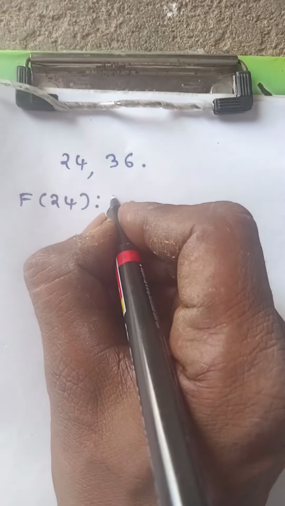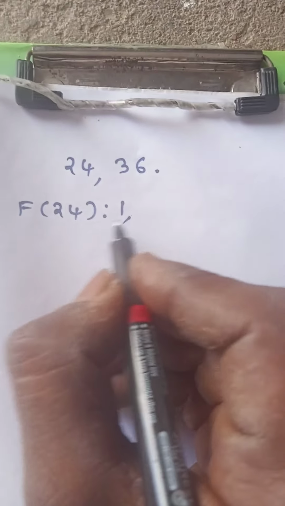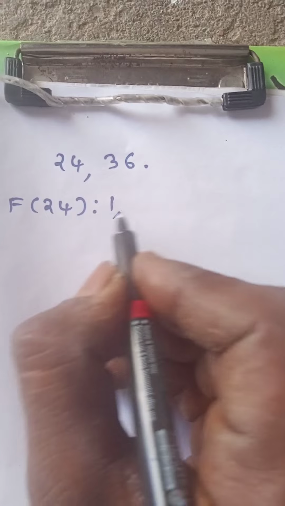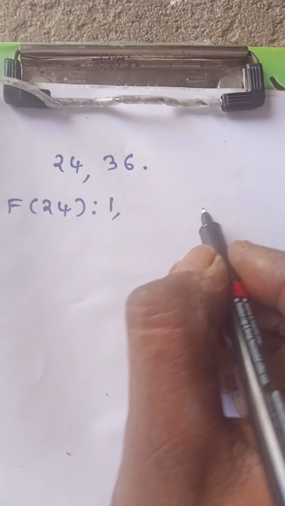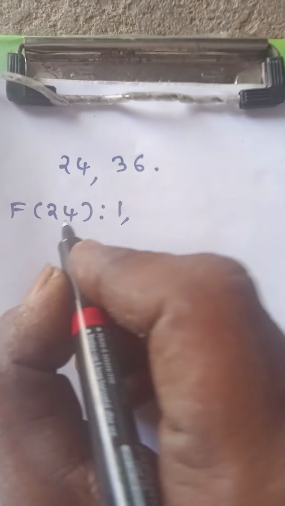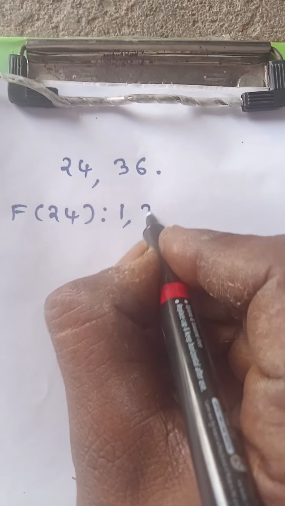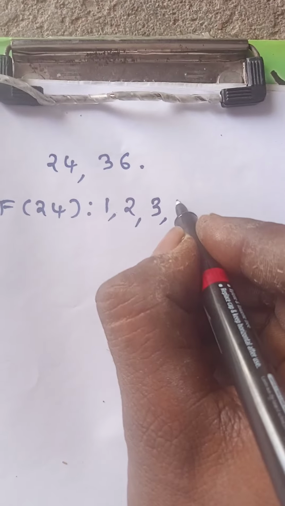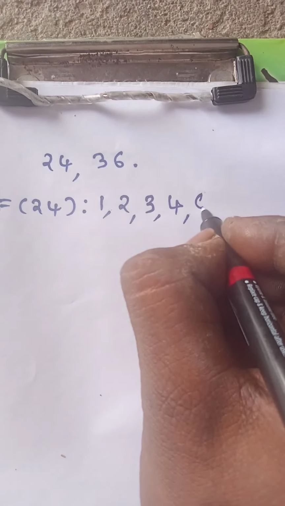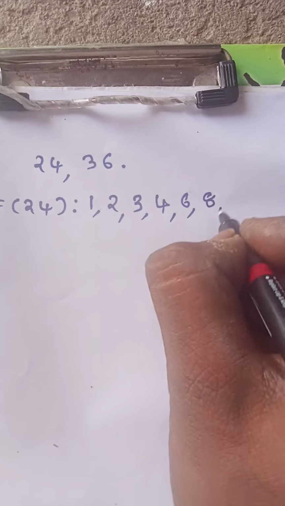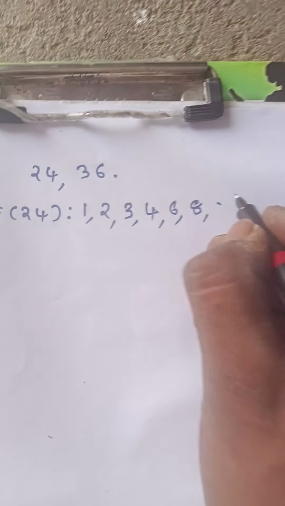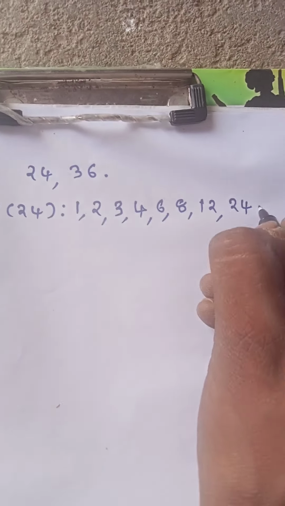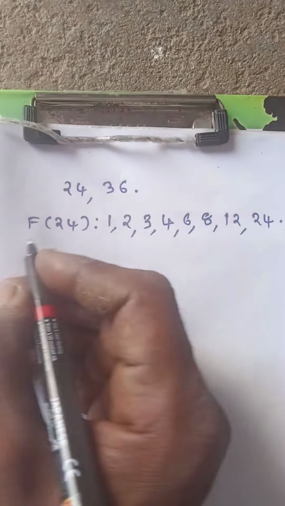1 is a factor of every number. To write all the factors of 24, you need to write only those numbers which divide 24 exactly. In the 1 table 24 is divisible exactly, in the 2 table also, in the 3 table 3 8s are 24, in the 4 table also, the 6 table and the 8 table. In the 9 table it will not come, then after that the 12 table, and 24 itself. These are all the factors of 24 I have written here.